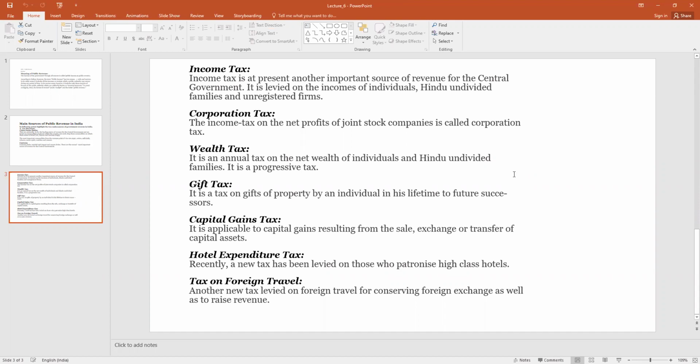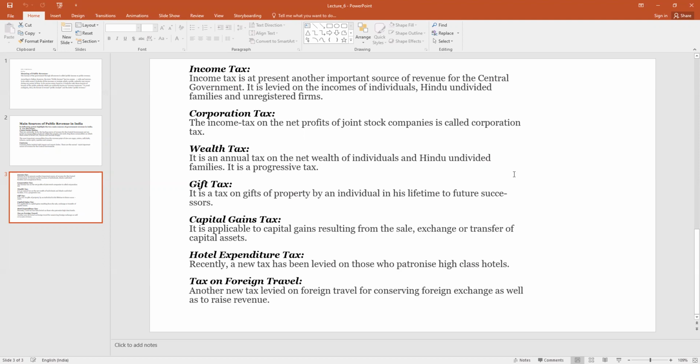Then we have corporation tax, the income tax on the net profits of joint companies, or maybe joint companies or sole proprietorship. The taxes levied on those kinds of companies are called corporation tax or corporate income tax, on the net profit.